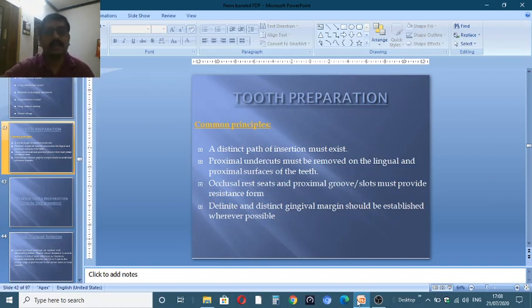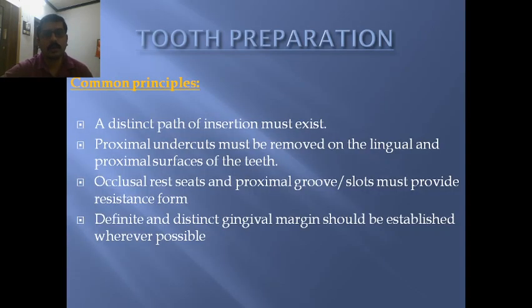There should be a distinct path of insertion. Proximal undercuts must be removed on the lingual and the proximal surface of the teeth. Occlusal rests, proximal grooves or slots must provide the resistance form, and a definite and distinct gingival margin should be established wherever it is possible.